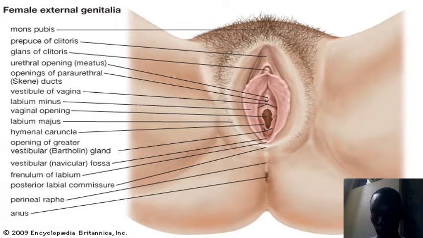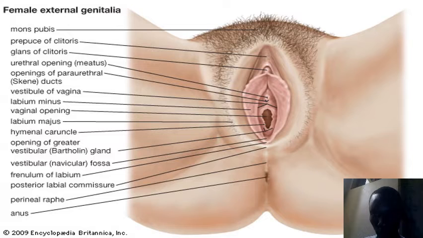So the fossa navicularis is the space between the vaginal orifice and the fourchette. Another structure we want to look at is the clitoris. The clitoris is in between the labia minora. It is homologous to the male penis.